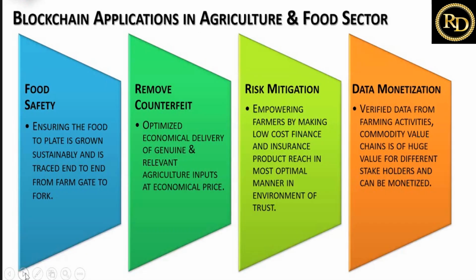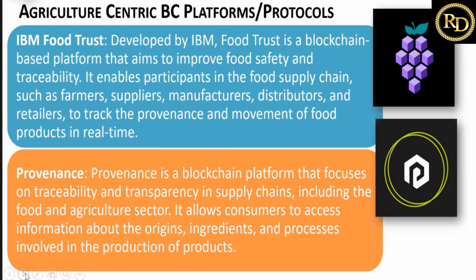Now, these are some of the blockchain applications in agriculture and food sector. So food safety, ensuring the food on plates is grown sustainably and is traced end-to-end from farm gate to the fork. Remove counterfeit, especially this works more when we talk about agriculture inputs, because a lot of counterfeit agriculture inputs, whether seeds, fertilizer, pesticides, high-cost inputs, their duplicates are being produced. Risk mitigation, empowering farmers by giving them the right sort of insurance or risk mitigation tools, like parametric insurance, can be done through blockchain. And then the data monetization. In future, we might see that farmers will not only have a revenue stream by selling their agriculture commodities, but can also sell their data.